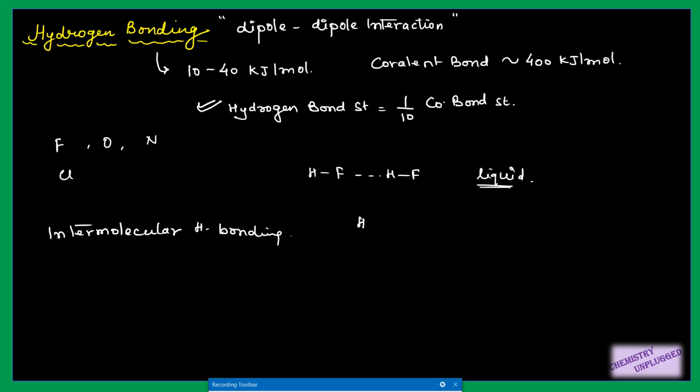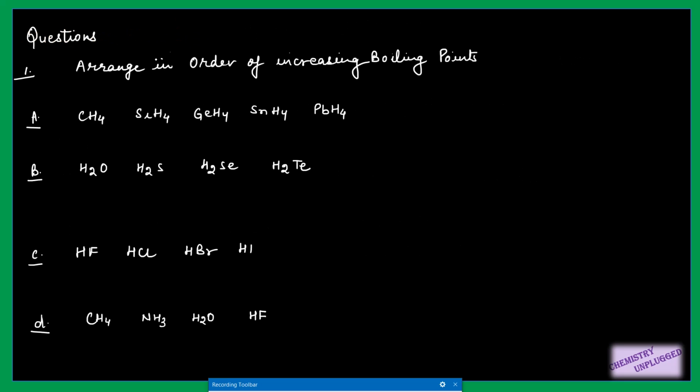You can compare directly that H2O and H2S belong to the same group, but H2O is liquid because it has hydrogen bonding, but H2S is gas. There is no hydrogen bonding in case of hydrogen sulfide. So we will see some questions on how this hydrogen bonding can help us in determining the order of boiling points. This one. So arrange in order of increasing boiling point.